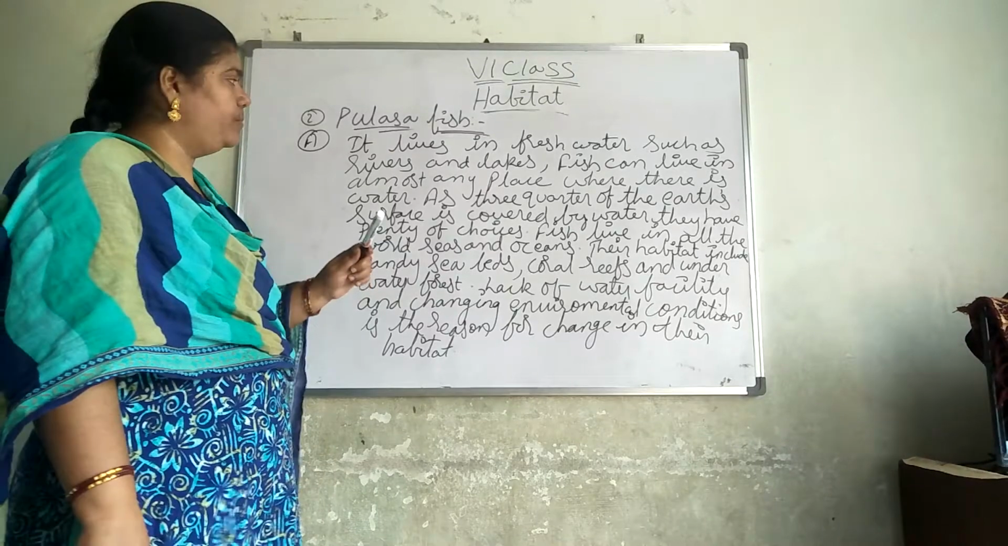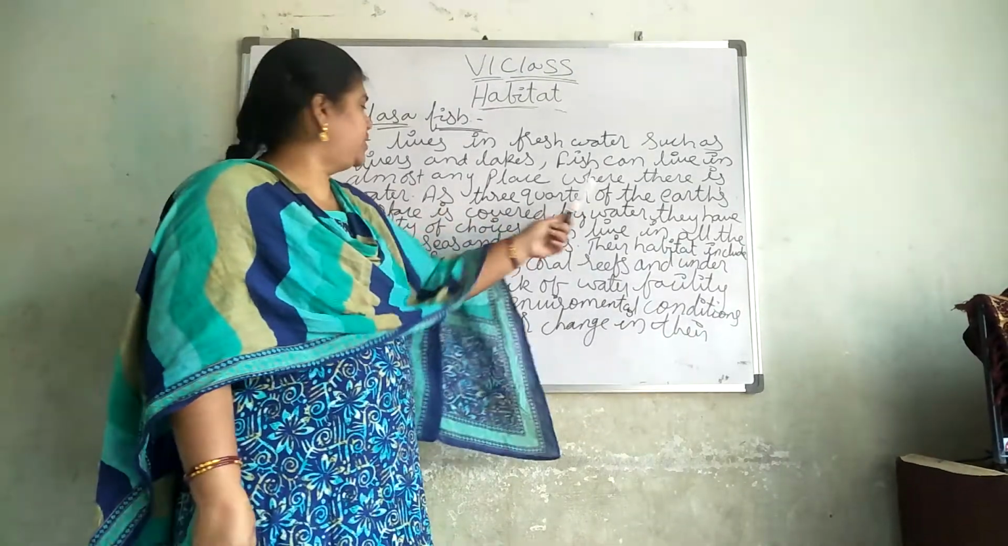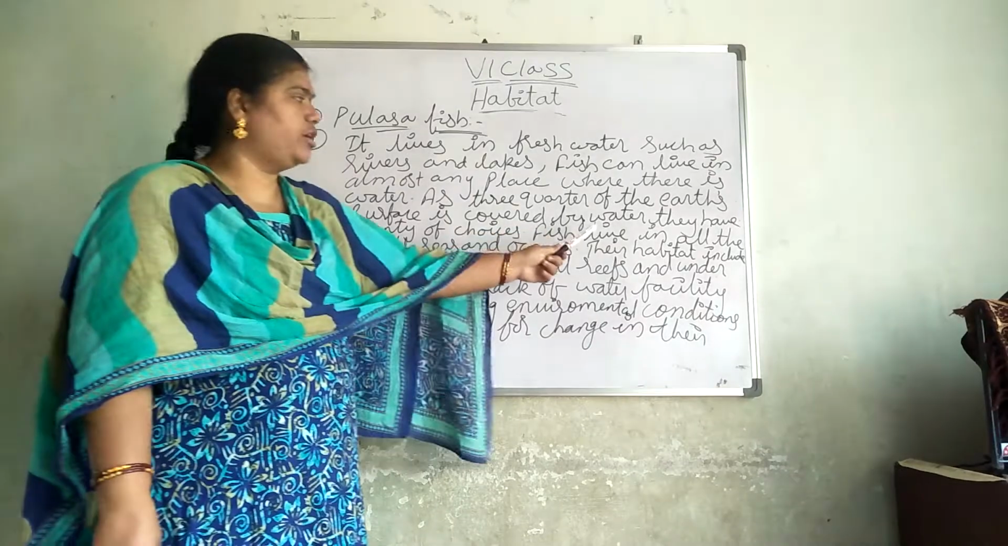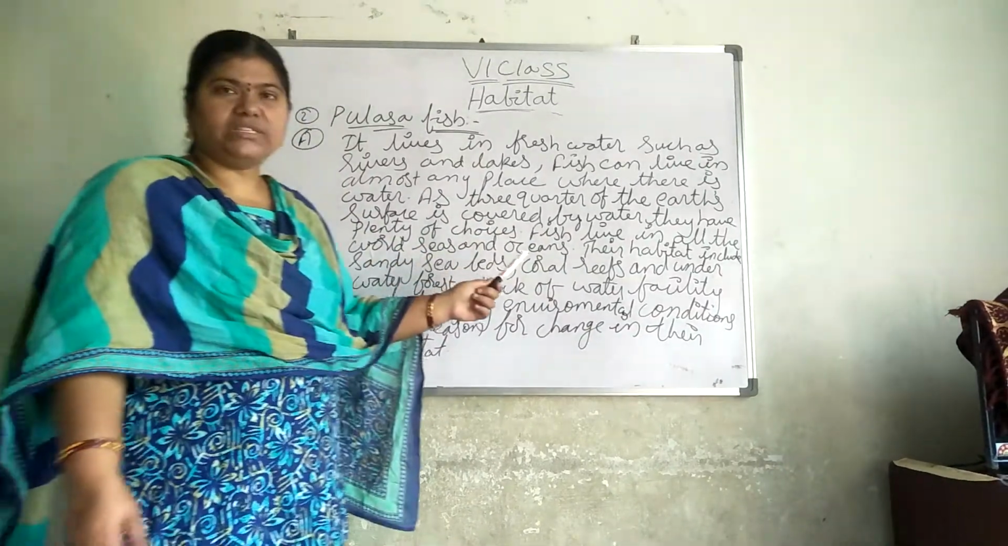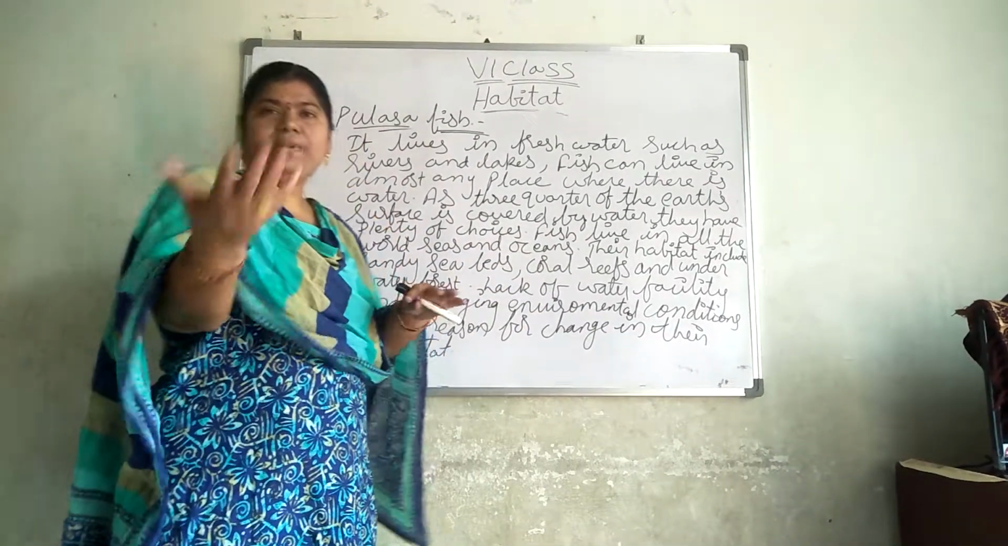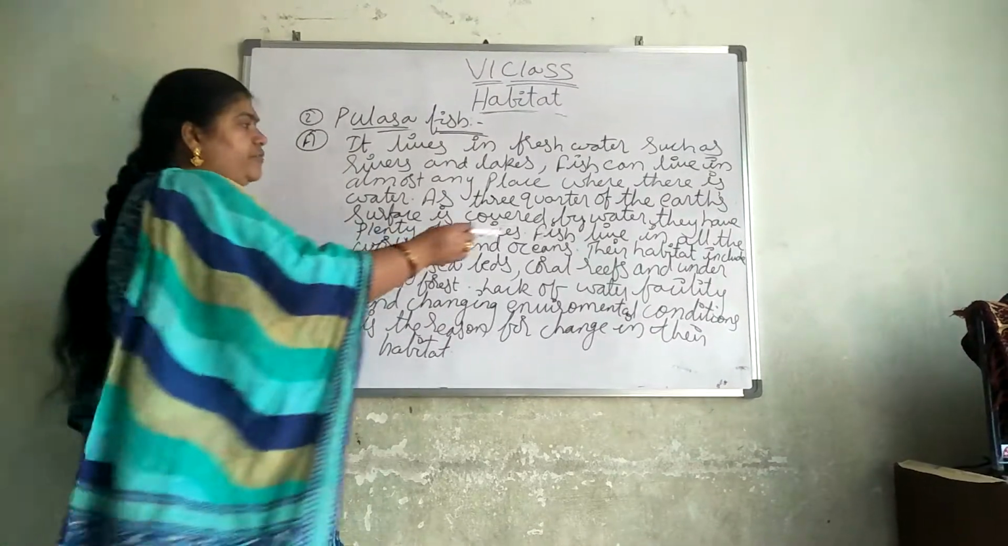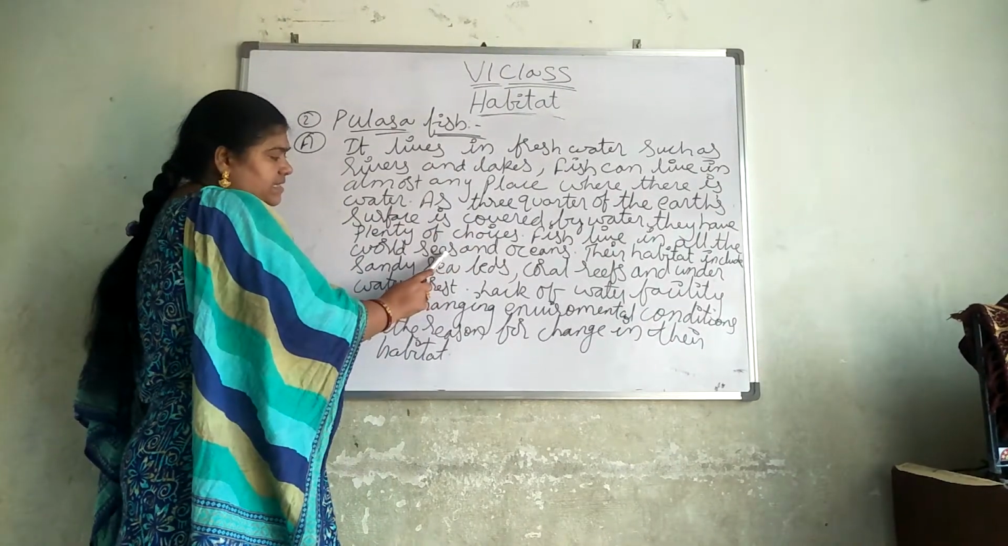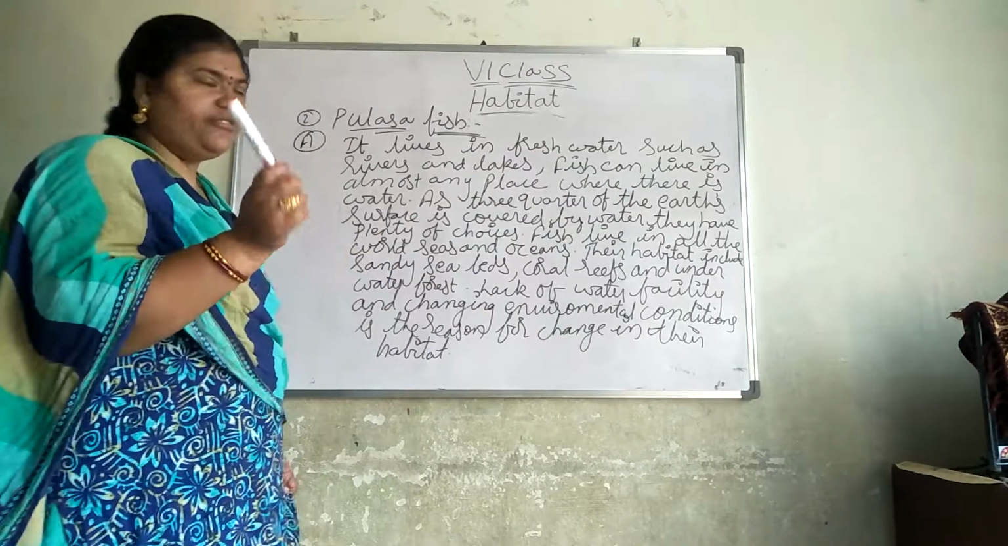Fresh water. You have to see that one. As three-fourths of the earth's surface is covered by water, they have plenty of choices. That means they can move from one place to another anywhere. Fish live in all the world's seas and oceans. They migrate from one place to another.